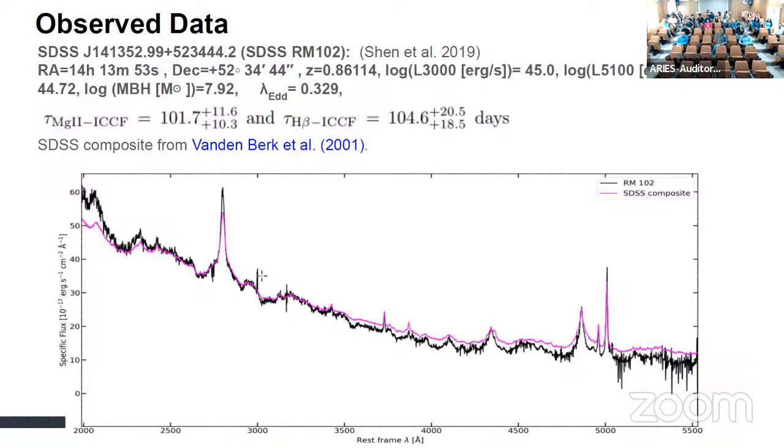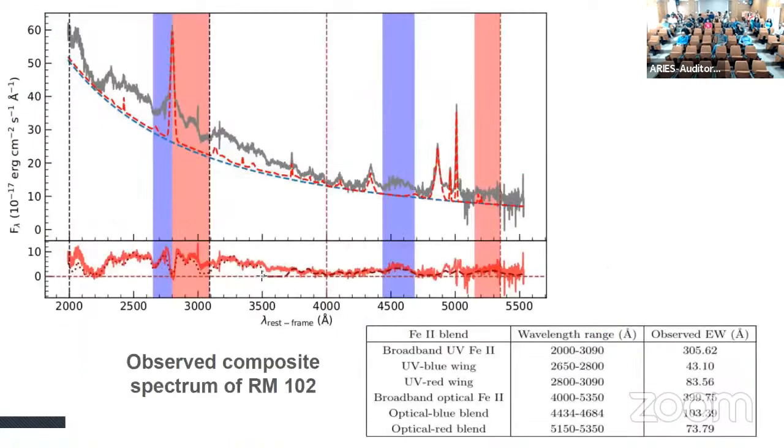Okay, so here I am showing the fitted spectrum, the same spectrum, but fitted with the power law, Balmer continuum, and all the emission lines. And those regions, blue and red, represent the wavelength ranges that we are considering in our work. So in UV, we have the blue part and the red part of the UV spectrum. Wavelength ranges are given here.